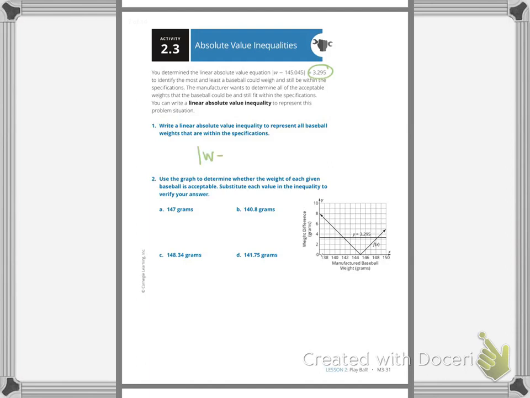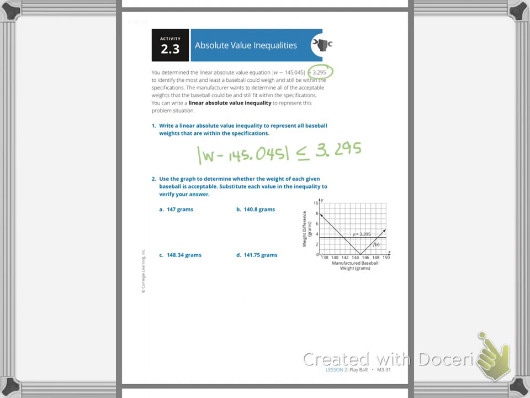So when I do it, I want it less than or equal to that 3.295. Okay, because I can't be bigger than that. So it says use the graph to determine whether the weight of each given baseball is acceptable. Substitute each value into the inequality to verify your answer. Okay, so if you look, you're substituting it in for the W and seeing if it works.